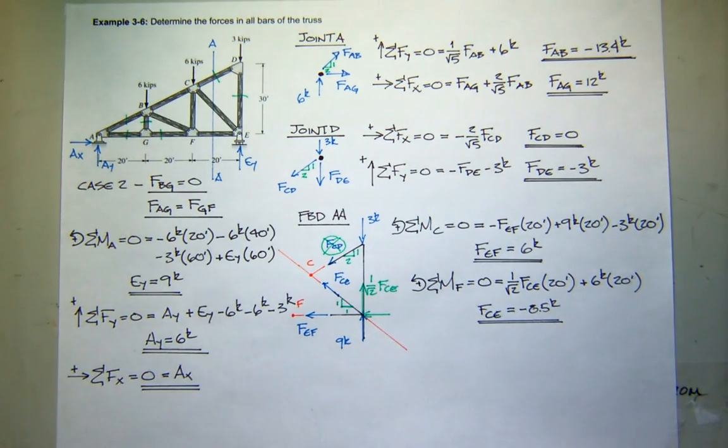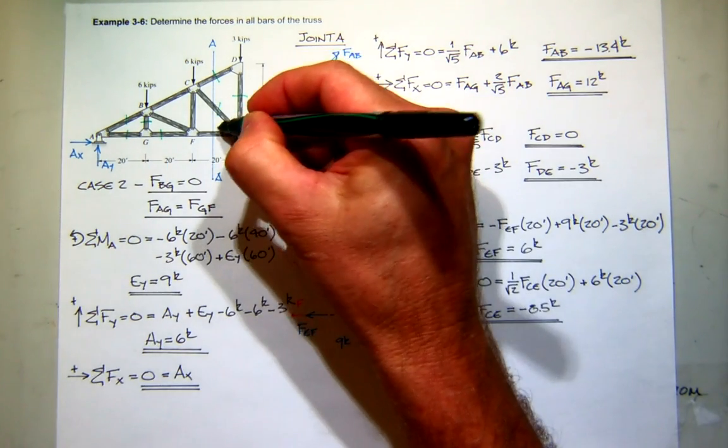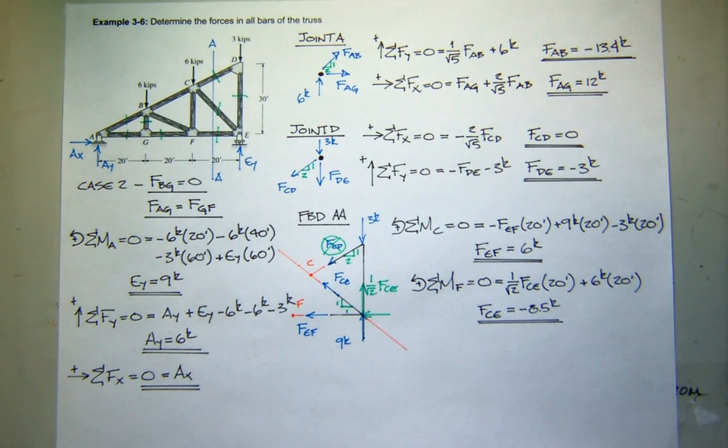Okay, so let's go back and see what we've got now. So I got this one and this one. I still have 3 to go. This problem's going to take forever. So what should we do next?